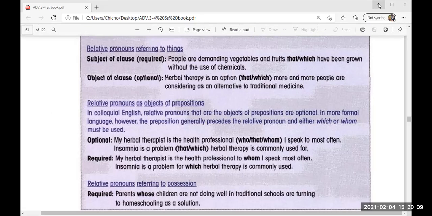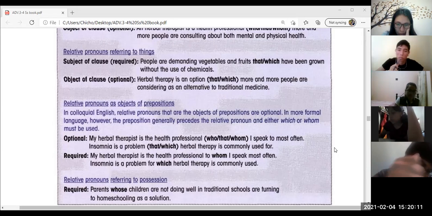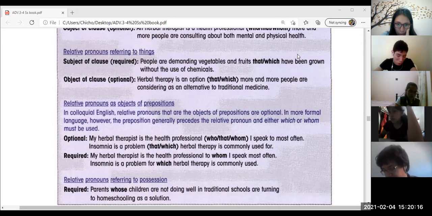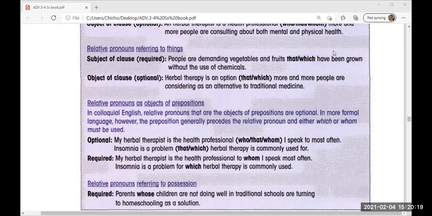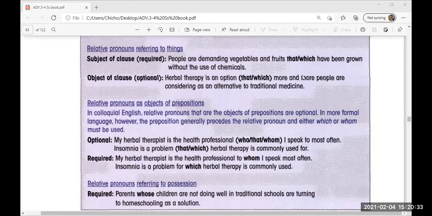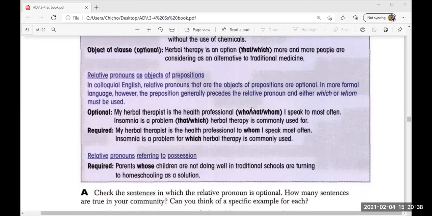Let's go to the next one, please. Jerry. Object of clause. Herbal therapy is an option that or which more and more people are considering as an alternative to traditional medicine. Okay, good. So you can see here we have exactly the same: we have more and more, and then we have people are, right?